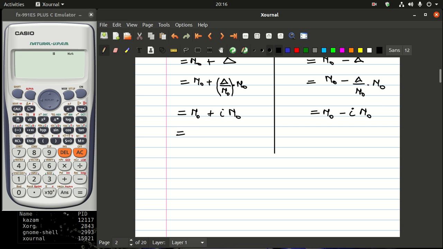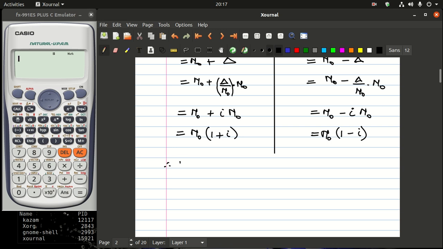And if you take the common factor here, we'll end up having n0, and then we're going to have 1 plus I. When you're factoring out n0, n0 divided by n0 is 1. I times n0 divided by n0, we have an I. And this side, of course, we're going to have n0. If I take this n0, I'll be left with 1 minus I there.